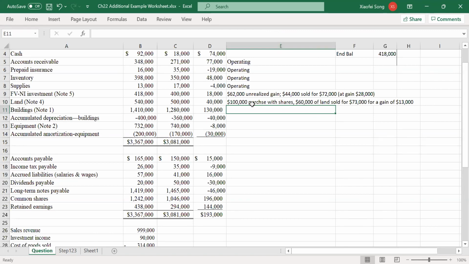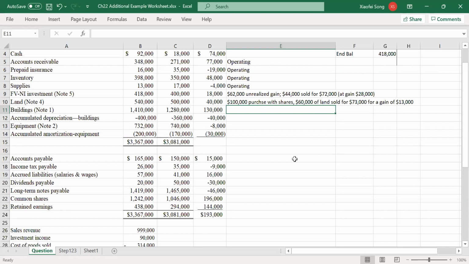Okay. Yeah. Is the gain 13,000 or 73? Gain is 13,000. Yeah. Sold for 73 is the proceeds.